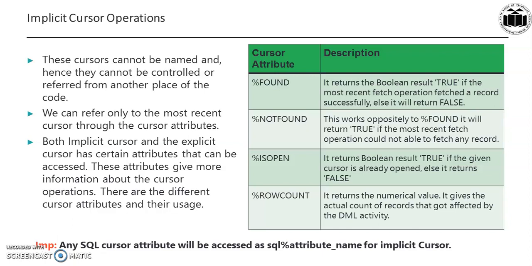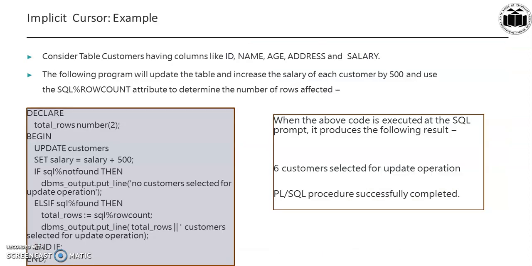So this is how we can retrieve information about the cursor or recent activity with the help of these attributes. Let's take one example. Consider a table customers having columns like ID, name, age, address and salary. The following program will update the table and increase the salary of each customer by 500. So this is the problem statement. And use the SQL%ROWCOUNT attribute to determine the number of rows affected.